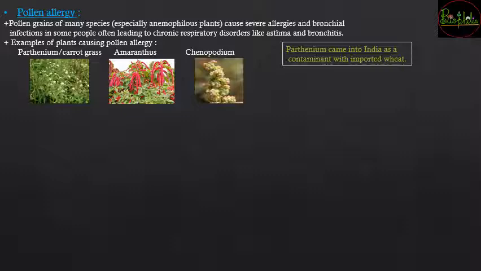तो पहला topic discussion में आता है, that is pollen allergy. अब pollen allergy से अगर आप terms separate out करो, so you can understand that because of pollen grains some people can have allergies, right? So pollen grains of many species of plants, generally anemophilous plants.